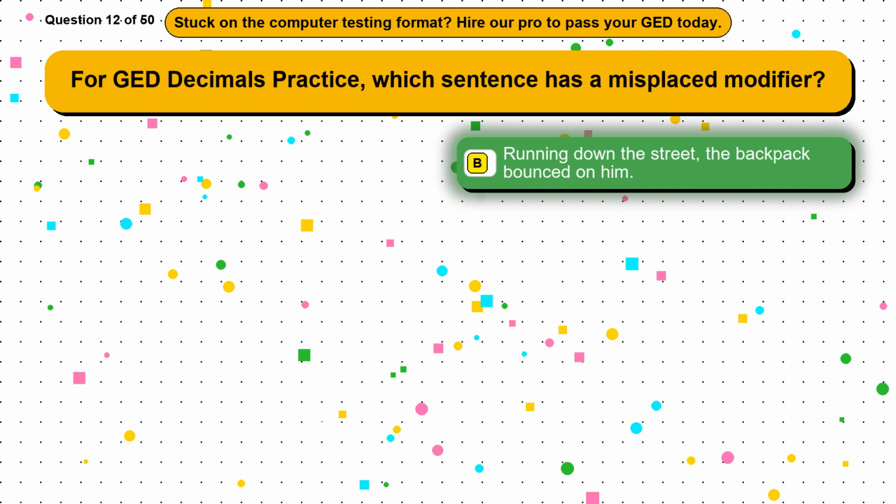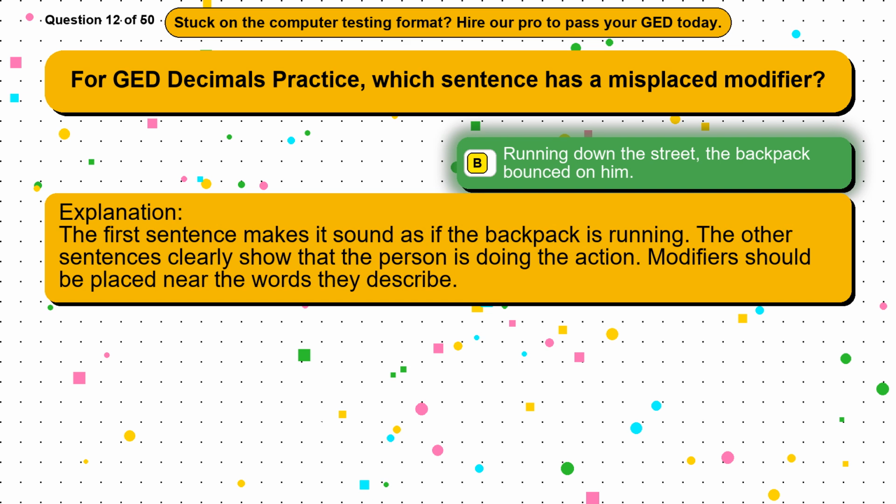Running down the street, the backpack bounced on him. This sentence makes it sound as if the backpack is running. The other sentences clearly show that the person is doing the action. Modifiers should be placed near the words they describe.